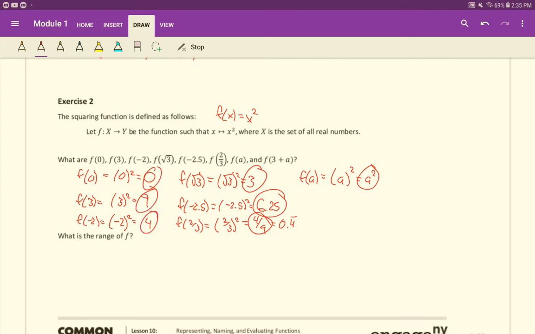Okay, and then the last one is 3 plus a. So again, this whole quantity is replacing this x up here. So we replace the x with a 3 plus a squared. Now, we can simplify this. So in some sense, you could just stop here and say, there's my answer. Okay, but we can simplify this a little bit more.